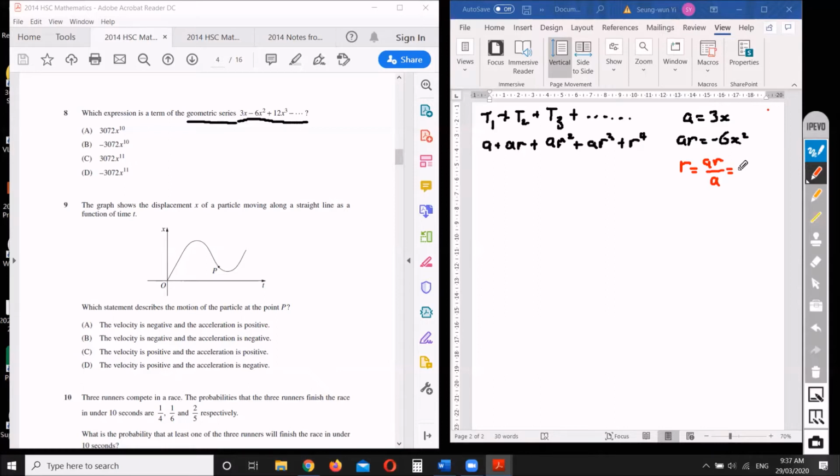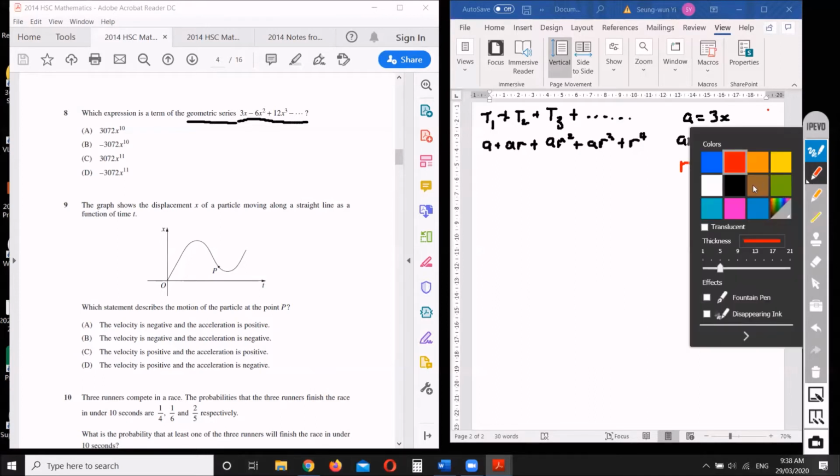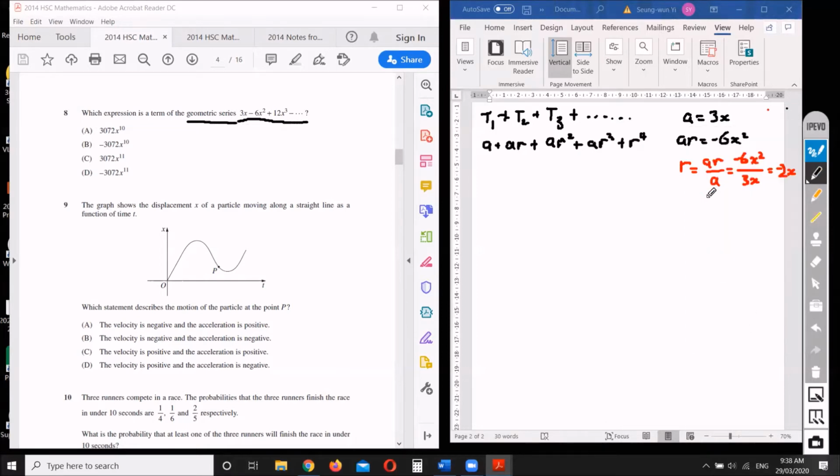So what would R be? It would be what over what? It would be negative 6x squared on 3x. Which, when we simplify it, becomes? Negative 2x. Good. Who are we up to? Artie. So Artie, what would the next term be? AR squared, it's given to us. AR squared would be 12x cubed.